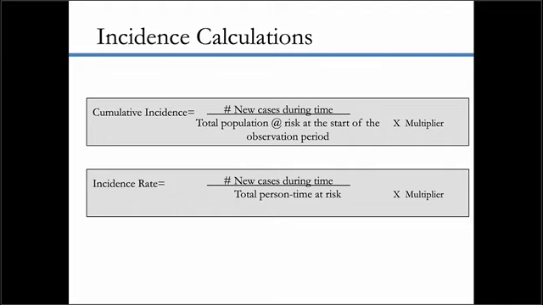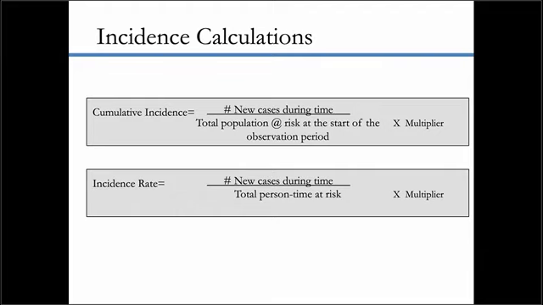The incidence rate formula that you see here is very similar to our cumulative incidence, except it tells us the number of new cases during the time period that we're doing our calculation for. But our denominator here is total person time at risk.